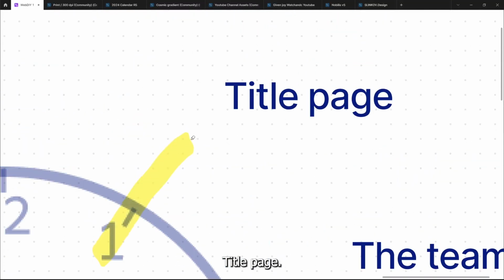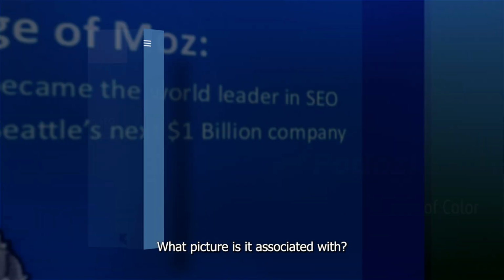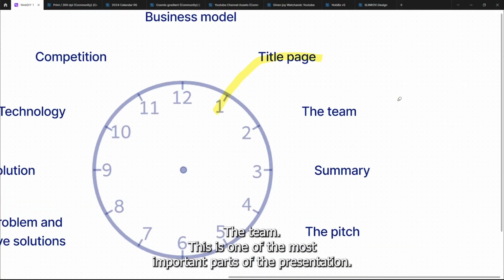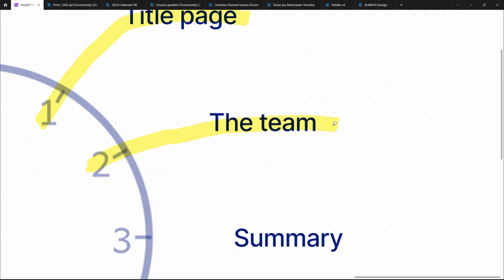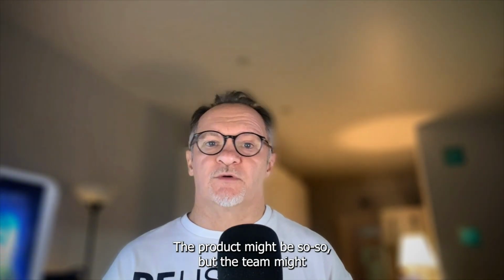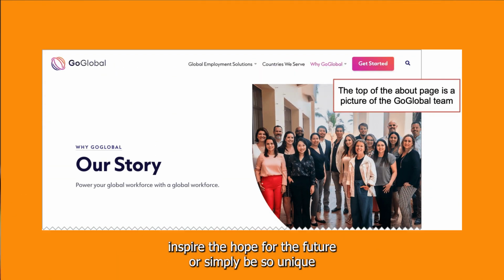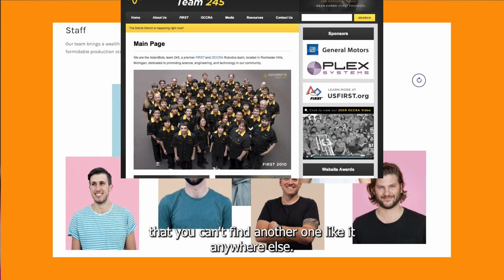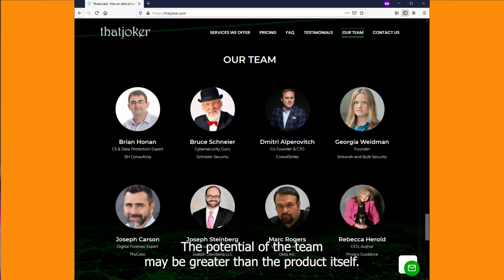Slide 1. Title page. What is the name of your product? What picture is it associated with? Date of presentation. Slide 2. The theme. This is one of the most important parts of the presentation. The product may be so-so, but the theme may inspire hope for the future or simply be so unique that you can't find another one like it anywhere else. The potential of the theme may be greater than the product itself.